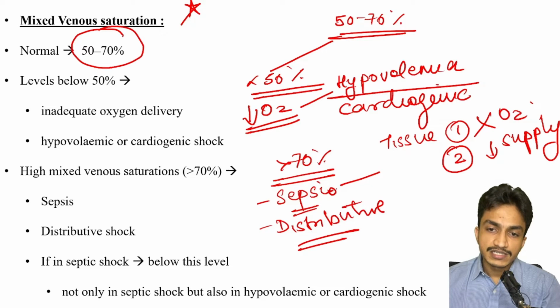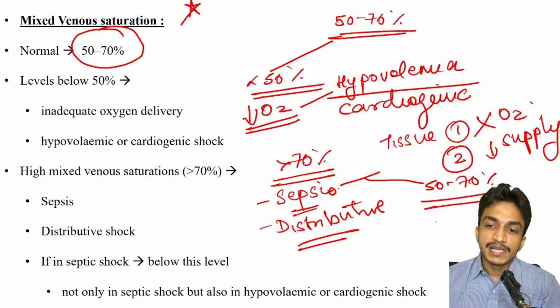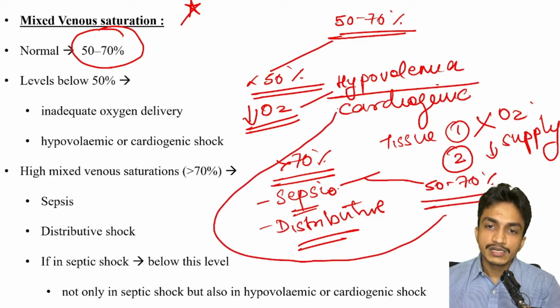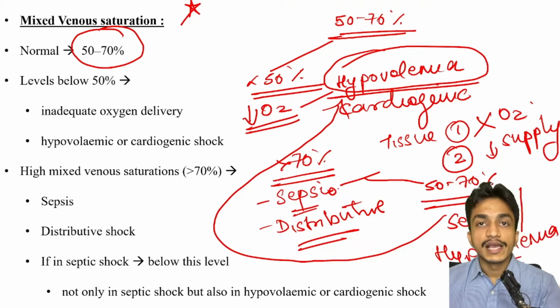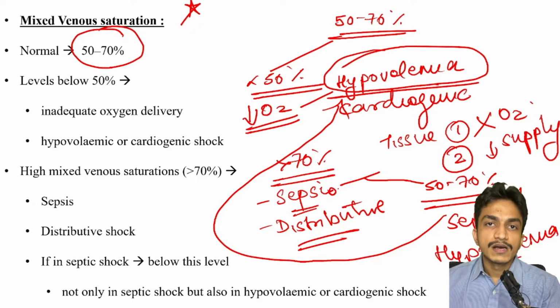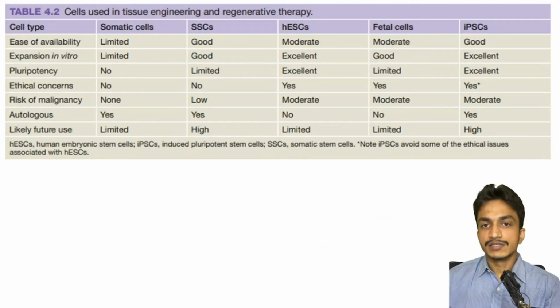But if the patient is in sepsis and the level is not above 70% but between 50 to 70%, that means there is associated hypovolemia. In that case, we need to treat the sepsis along with the hypovolemia. So I think this is clear about the mixed venous saturation.